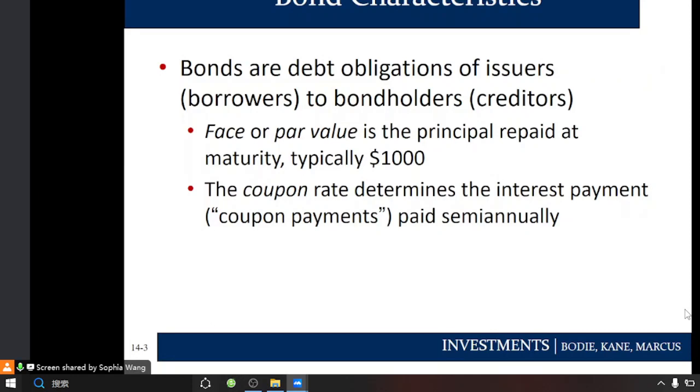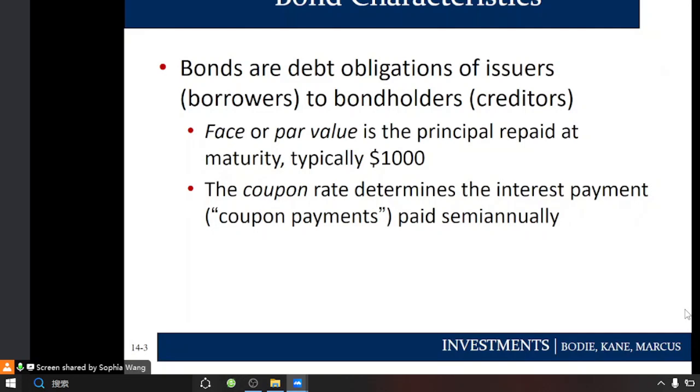This is face value. And also, if you want to buy a bond, you should know the face value and the maturity. How long is the bond? 10 years or 20 years, the maturity time. And finally, you should know the coupon rate. There are three important characteristics for one bond.